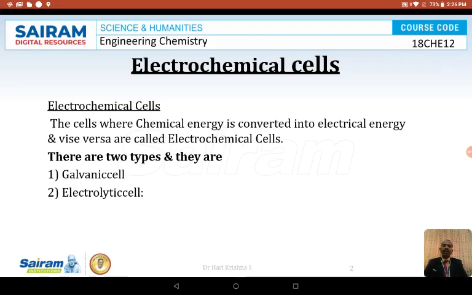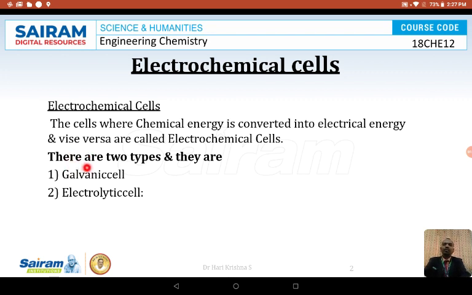Electrochemical cells are devices which convert electrical energy into chemical energy or chemical energy into electrical energy. I repeat, electrochemical cells are the devices which convert chemical energy into electrical energy or electrical energy into chemical energy. It can also be told as the devices which convert chemical energy into electrical energy and vice versa. There are mainly two types of electrochemical cells, and they are galvanic cells and electrolytic cells.